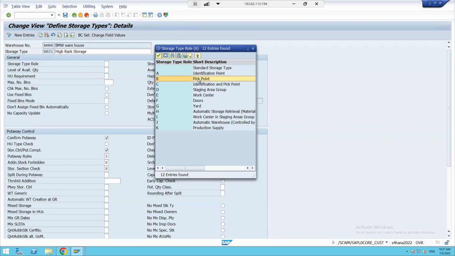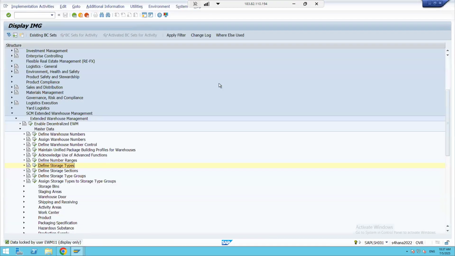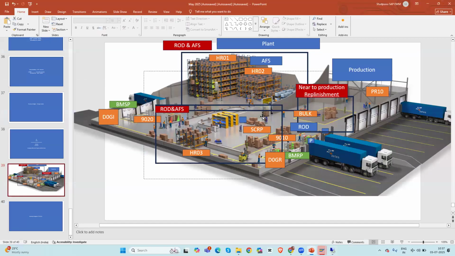Then in this case, we go ahead with two different storage types. When you go for one storage type, there is only a single point of contact, meaning we don't divide the labor or operators. The same operators are working in the area. We are not moving the goods on the conveyor belt up to the last. Only these two persons are working on the entire conveyor belt. In this case, we'll keep the storage type role as identification and pick point.